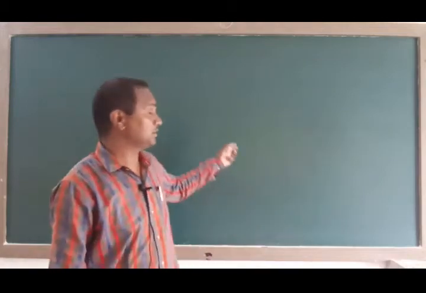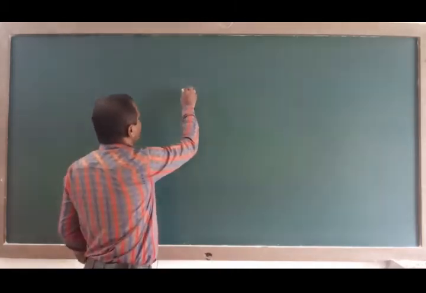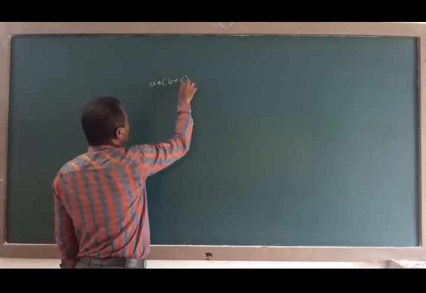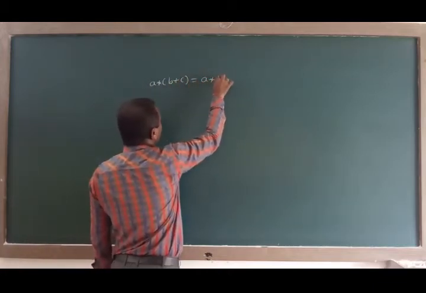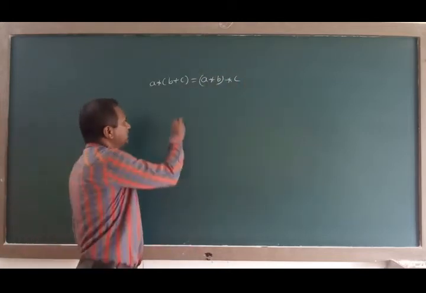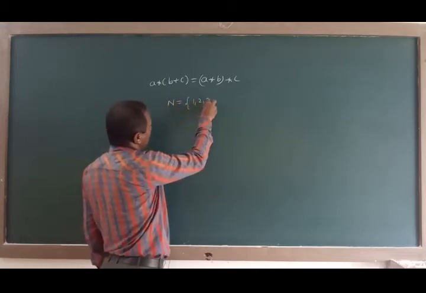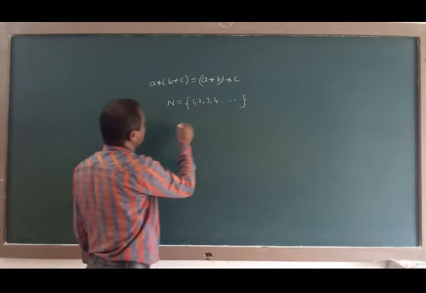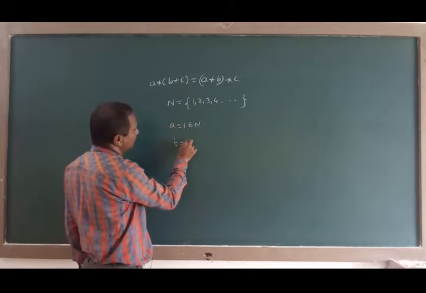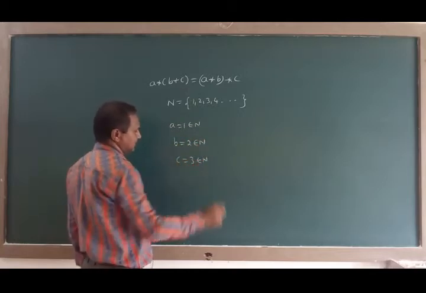Like that, we are going to give an example for the associative law. The associative law formula is a star (b star c) is equal to (a star b) star c. Take for example the set of all natural numbers, N equal to 1, 2, 3, 4 and so on. a equal to 1 belongs to capital N, b equal to 2 belongs to capital N, c equal to 3 belongs to capital N.